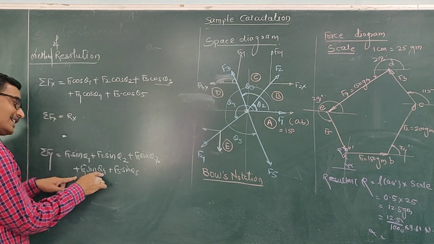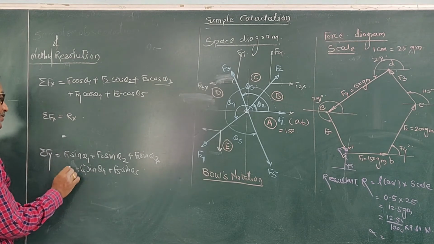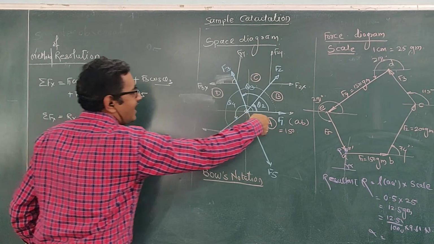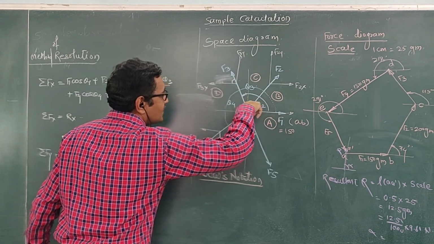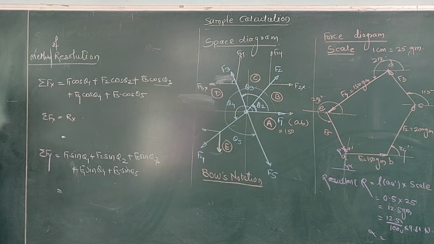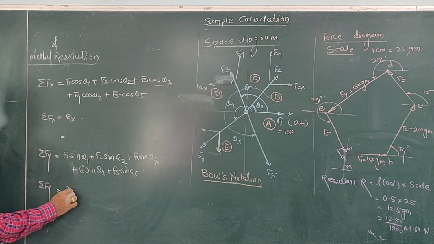But remember that the angle itself will take care of whether it is positive or negative. You don't have to bother, always take it positive, because we are taking the angle made by all the forces with respect to the positive x-axis in anti-clockwise direction. Everything is known to you, substitute the value, take all the thetas in degrees and calculate the summation of fy, which represents the ry.